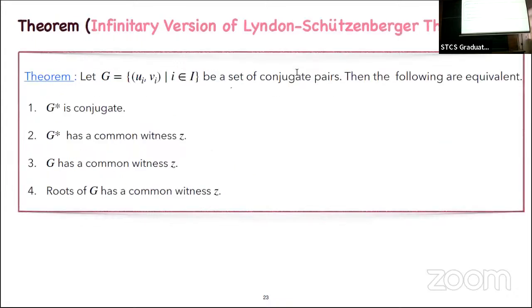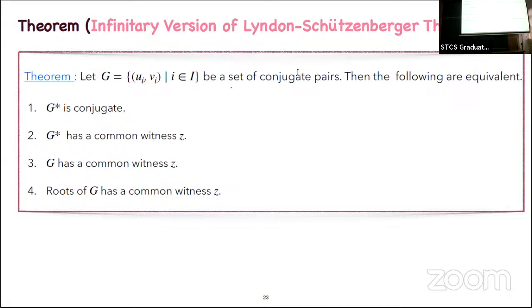Okay, now this is our theorem about this. What does it say? I have a set G of conjugate pairs. Then the following are equivalent: G star is conjugate, G star has a common witness in Z, G has a common witness in Z, roots of G has a common witness in Z. For the moment, just ignore what roots of G is. Let's only cover the facts.